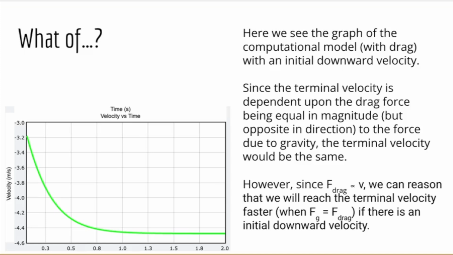What if? Here we see the graph of the computational model with drag with an initial downward velocity. Since the terminal velocity is dependent upon the drag force being equal in magnitude but opposite in direction to the force due to gravity, the terminal velocity would be the same. However, since the drag force is proportional to the velocity, we can reason that we will reach the terminal velocity faster if there's an initial downward velocity.